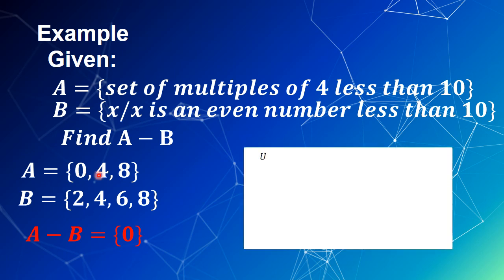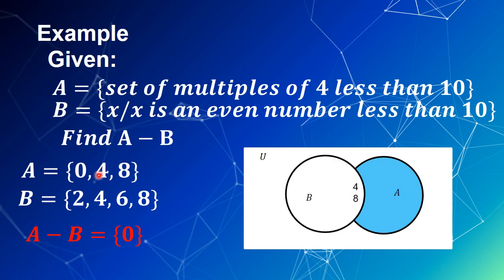In symbols, using the Venn diagram, we have the universal set. We have set A containing elements 0, 4, and 8, and we have here the intersection, 4 and 8, and we have here set B with 2, 4, 6, and 8. As you can see, 4 and 8 are the intersection, and 2, 4, 6, and 8 are contained in set B. And we have here set A containing only 0. This number is not present in B. Therefore, this is the difference. So that's it. I hope that you learned something about the operations of sets, or set operations.